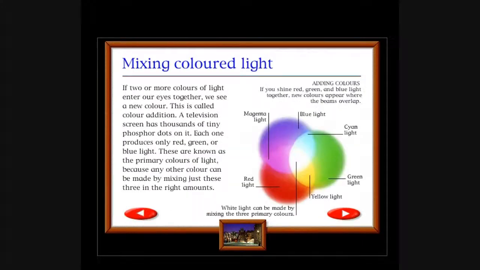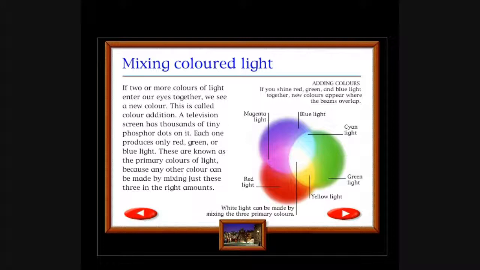Rainbow. Spectrum. Mixing coloured light. If two or more colours of light enter our eyes together, we see a new colour. This is called colour addition. A television screen has thousands of tiny phosphor dots on it. Each one produces only red, green or blue light. These are known as the primary colours of light, because any other colour can be made by mixing just these three in the right amounts. Adding colours: if you shine red, green and blue light together, new colours appear where the beams overlap. Blue light, green light and red light make cyan light, yellow light and magenta light. White light can be made by mixing the three primary colours.